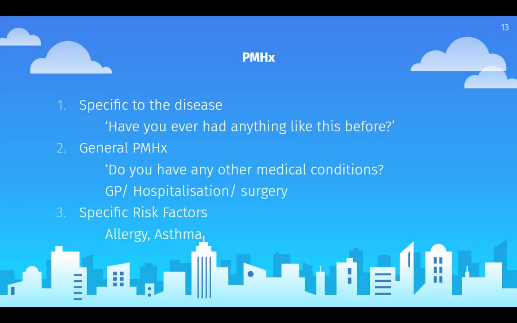Past medical history. This is the same kind of outline that I gave in the cardiovascular. So you start with specific to the disease, and then you just do a general, and then to show the marker that you're on the right track, you knock out some specific risk factors. So have you had anything like this before? And then general, do you have any other medical conditions? The same thing I said last time.